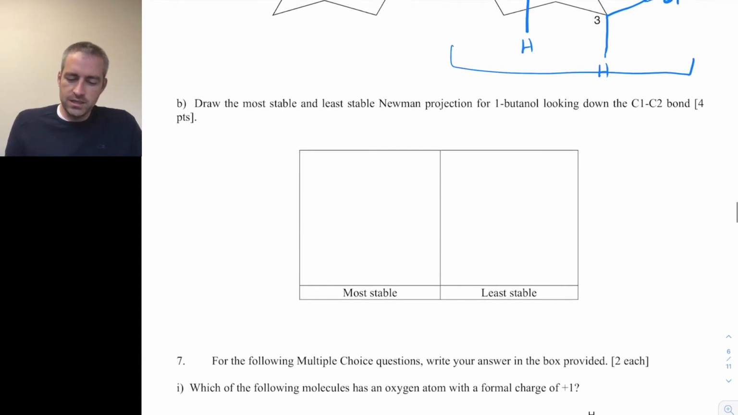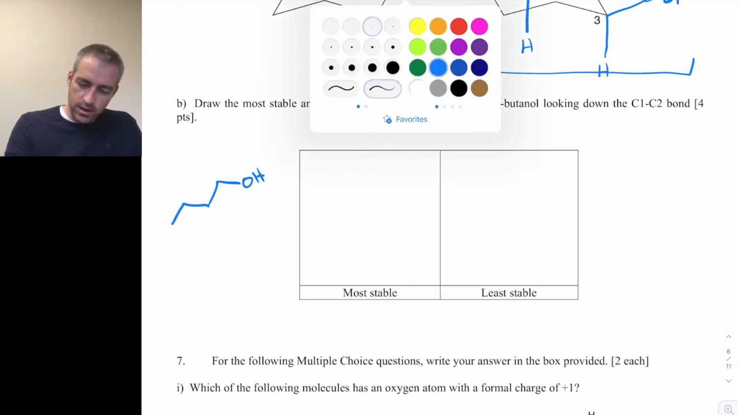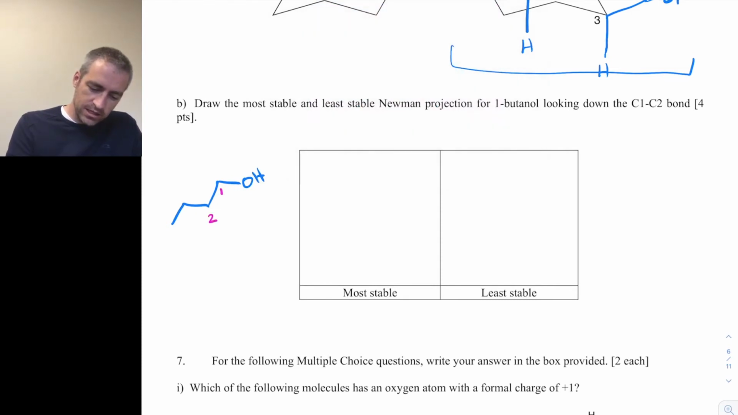B, draw the most and least stable Newman projections for 1-butanol. So I'd start out by drawing 1-butanol somewhere. If you get that part wrong, it's going to be a tough climb ahead. And you're looking down the C1, C2 bond. Okay, this is C1, this is C2. Our OH is here, our pink eye. We weren't being very hygienic, we got pink eye.